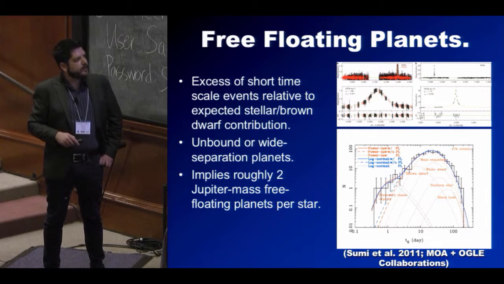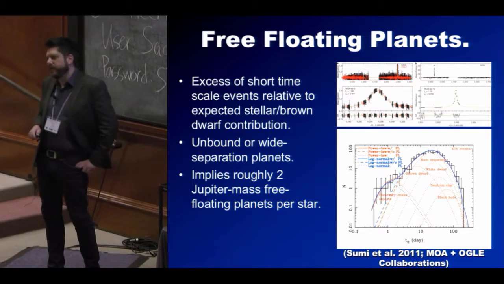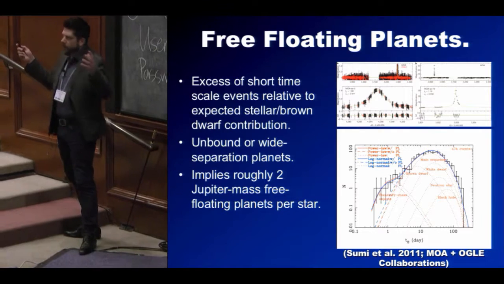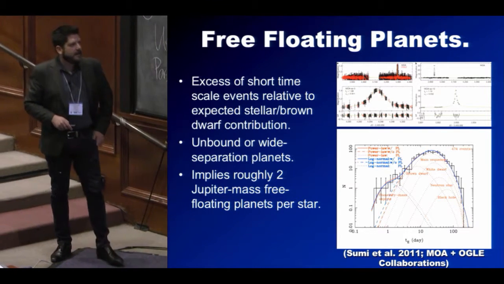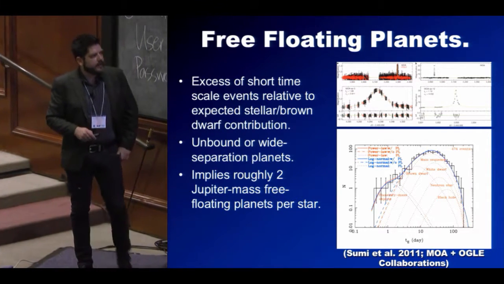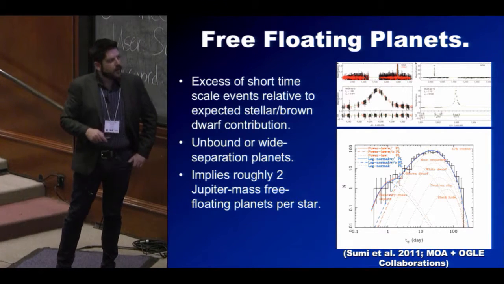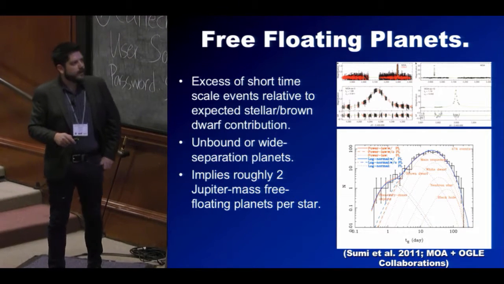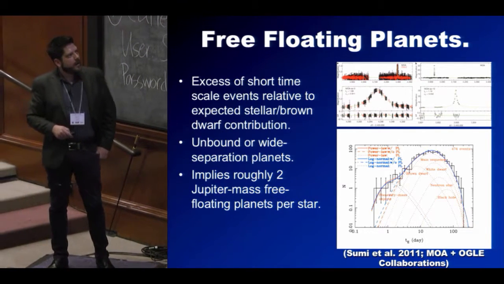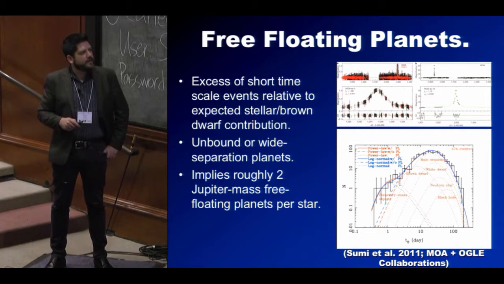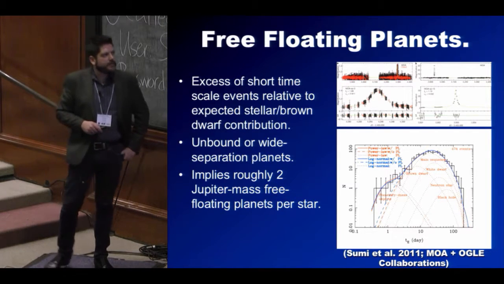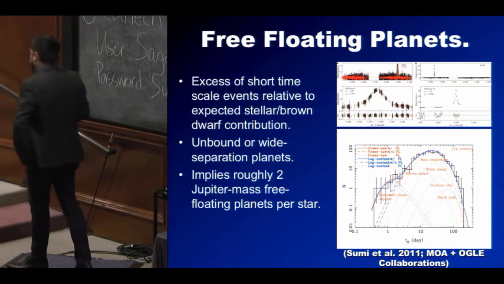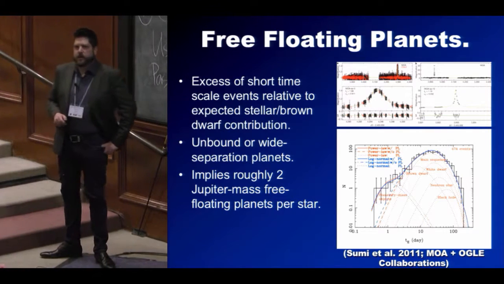They interpreted these excess short timescale events as due to either widely bound or free-floating planets. In fact, based on direct imaging surveys, they argue that these are likely to be due to free-floating planets. I think Christian talked a little bit about his work on this, ongoing right now. The very interesting thing about this result is that it implies roughly 2 free-floating Jupiter-mass planets per star. And this result is very hard to understand in basically any formation scenario that you can imagine.